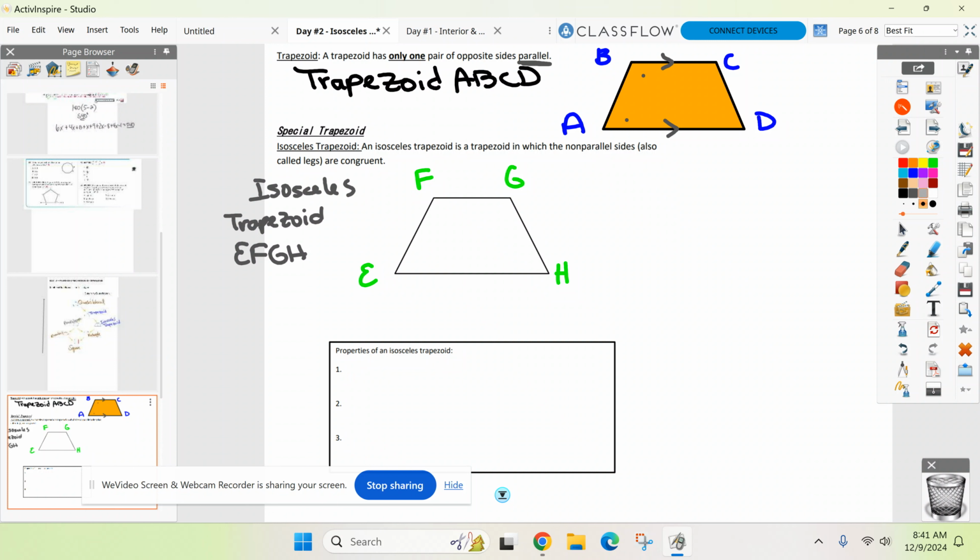Still a trapezoid. So what markings can you automatically put on there? It's a trapezoid, remember. Now I'm just putting the word isosceles in front of it. It's still a trapezoid, so we should have one pair of opposite sides parallel still, with some extra properties now because it's isosceles.